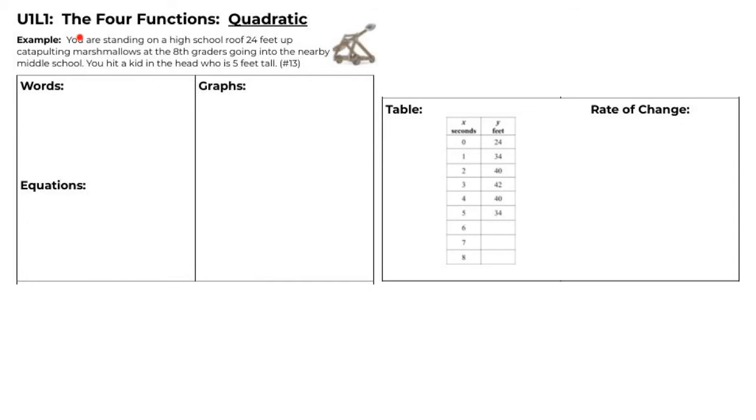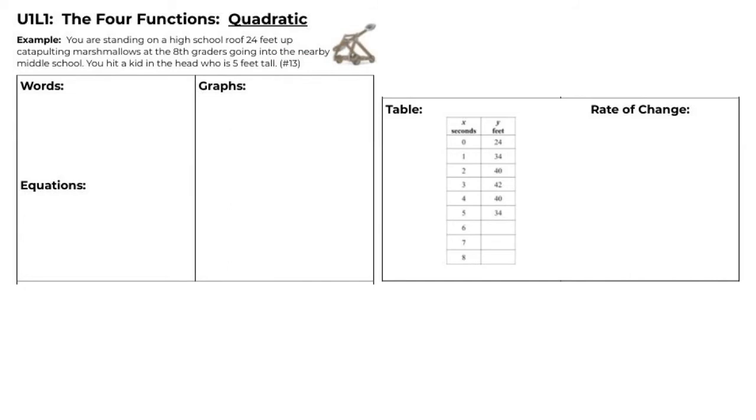So the next example we have here of the function types is quadratic. An example of a quadratic function is the catapult problem. So standing on a high school roof 24 feet up, catapulting marshmallows at the 8th graders going into a nearby middle school, you hit a kid on the head who's 5 feet tall. This was scenario 13 from the card sort.